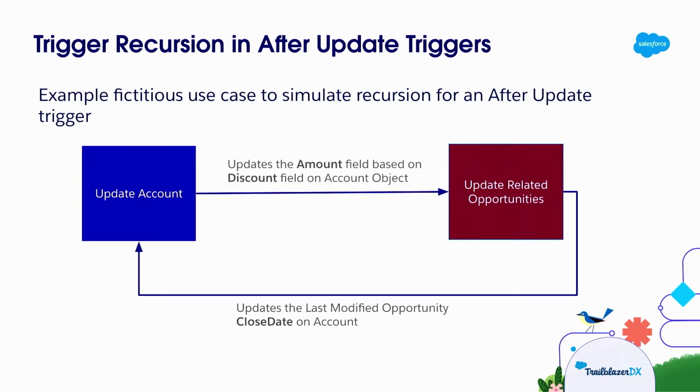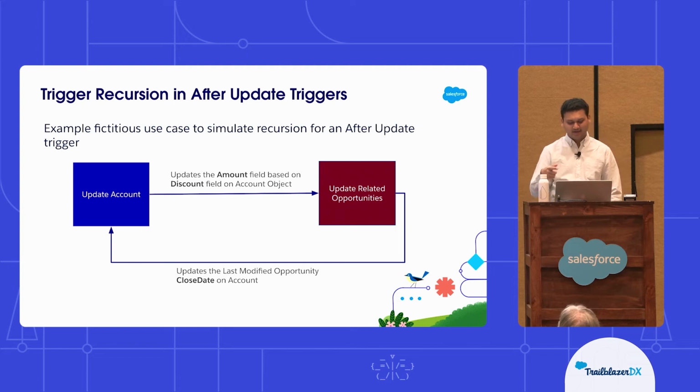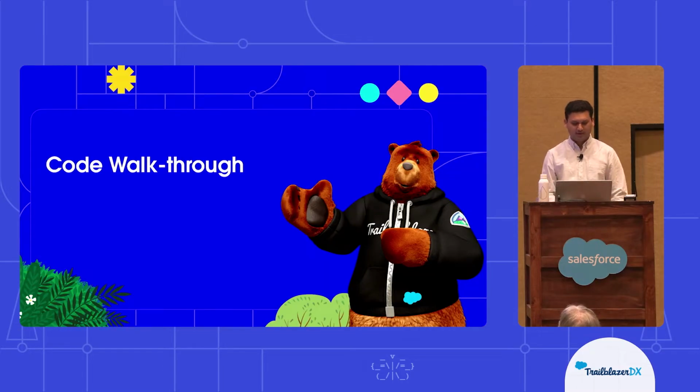Then I have a trigger on opportunities that updates a field called last modified opportunity close date on account, based on the close date on the opportunity. So you can see this is creating a recursion, right? How about we walk through the code a bit and see this in action.